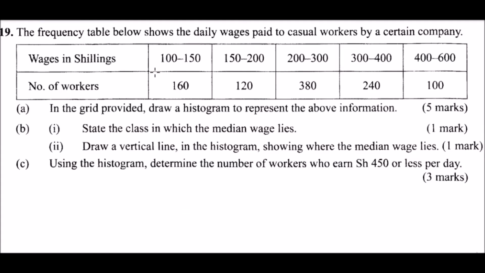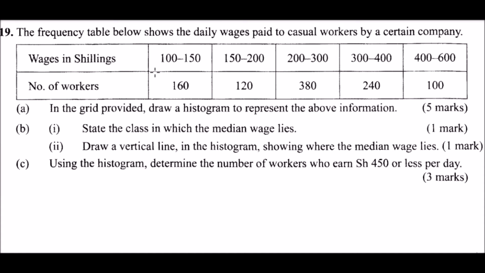Question number 19, and we are told the frequency table below shows the daily wages paid to casual workers by a certain company. So we have wages in shillings from 100 to 150, 150 to 200, 200 to 300, 300 to 400, 400 to 600.